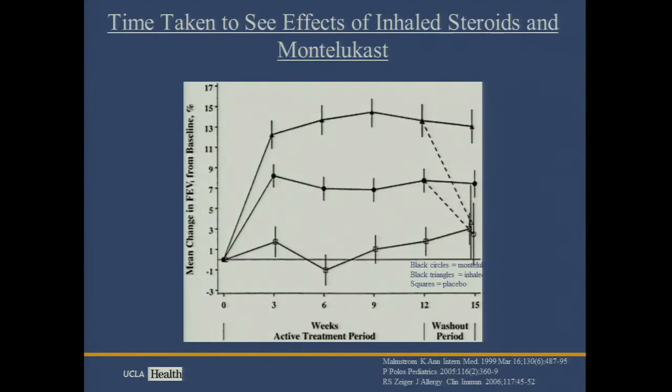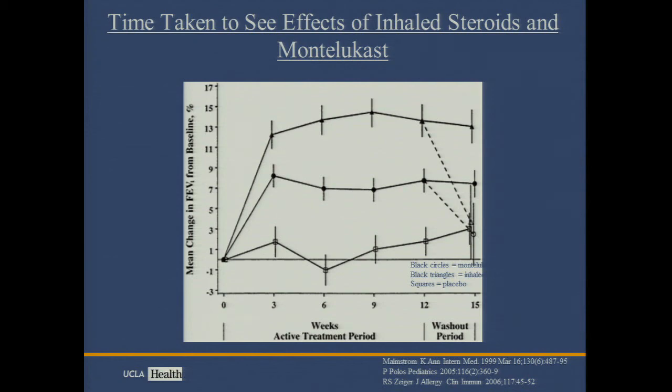So this is from a study, a randomized controlled trial where people were randomized either to placebo, which is on the bottom, montelukast, which is the darkened circles in the middle, or beclomethasone, which is an inhaled steroid up at the top. What they looked at on the bottom is time in weeks of the study, and the y-axis is the mean change in FEV1 from baseline, so the percent increase in FEV1 from baseline. And so there are two takeaway points from here.